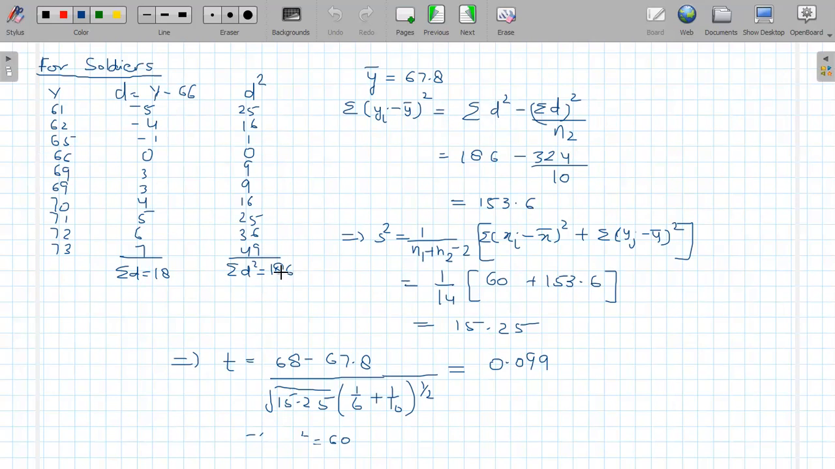Summation d square we have obtained here, and summation d whole square is 18 whole square, that is 324, divided by 10. Putting all the values, the value of S square is 15.25. So the calculated value of t is coming out to be 0.099.